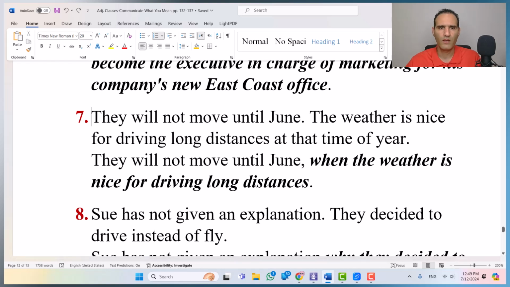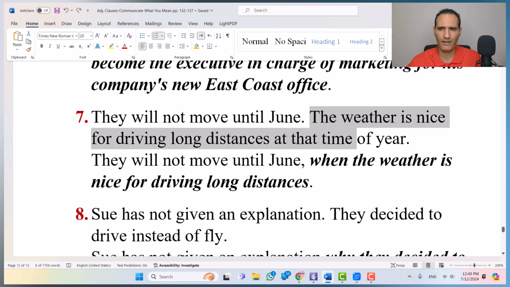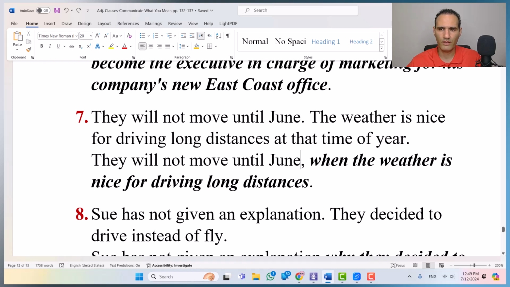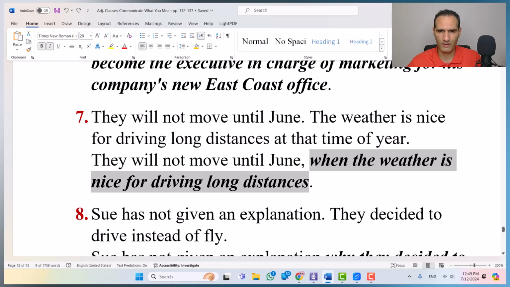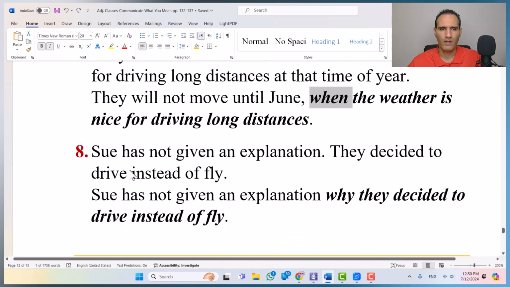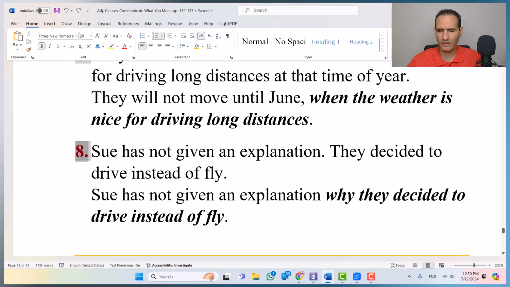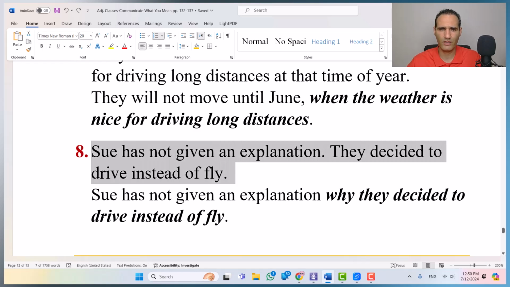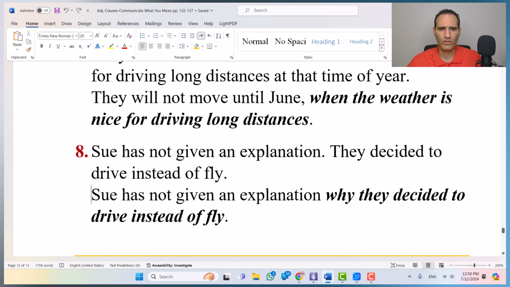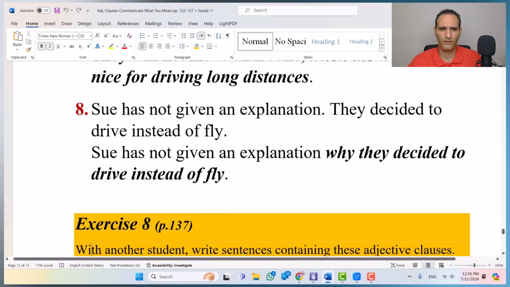Number 7, they will not move until June. The weather is nice for driving long distances at that time of year. They will not move until June when the weather is nice for driving long distances. So, unnecessary adjective clause. June is clear. Number 8, Sue has not given an explanation. They decided to drive instead of fly. Sue has not given an explanation why they decided to drive instead of fly.